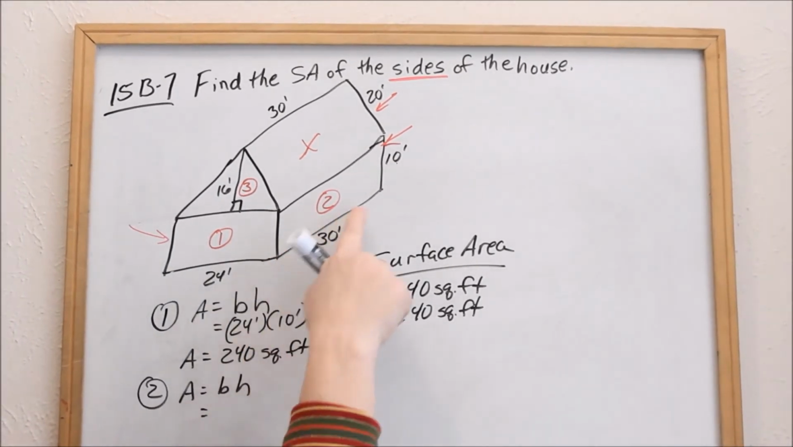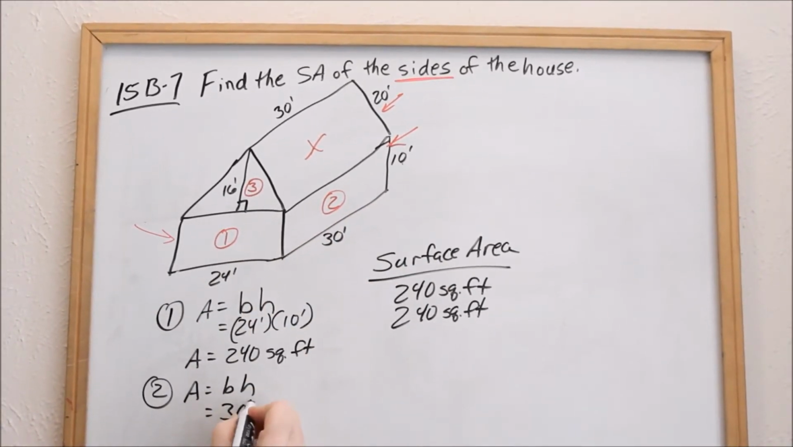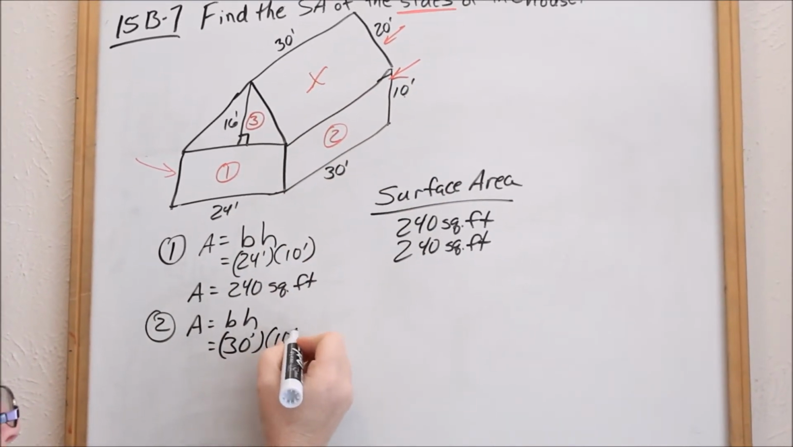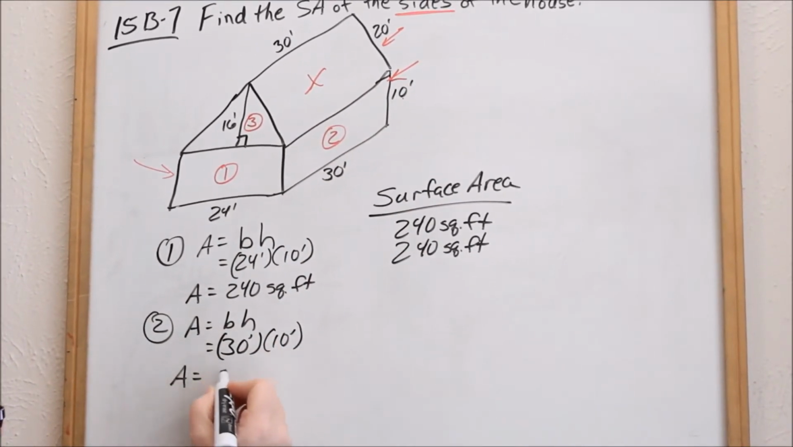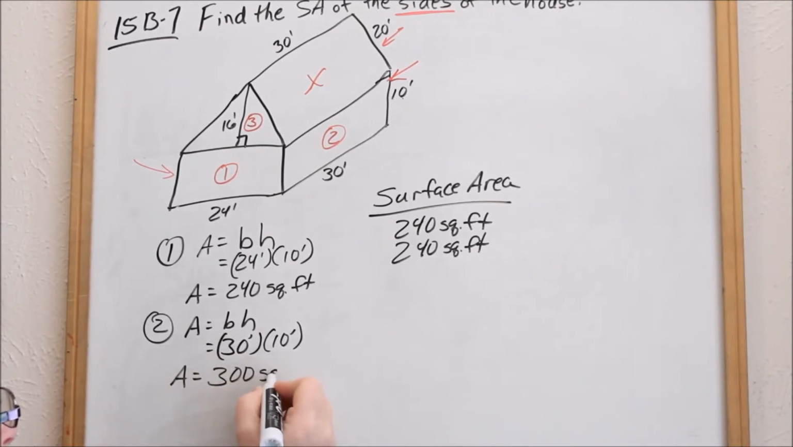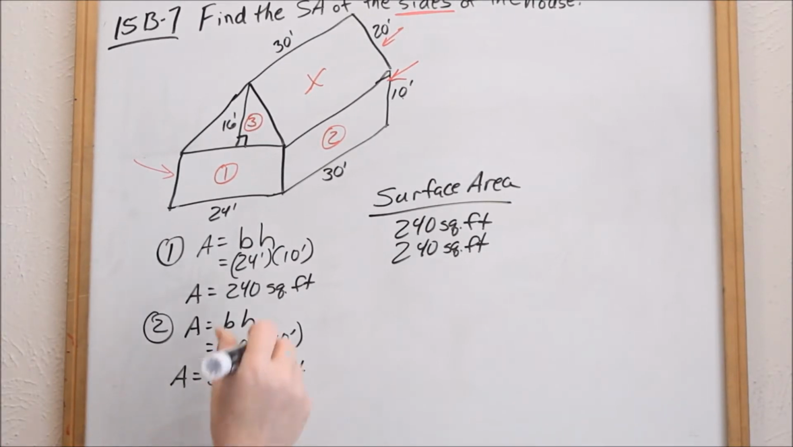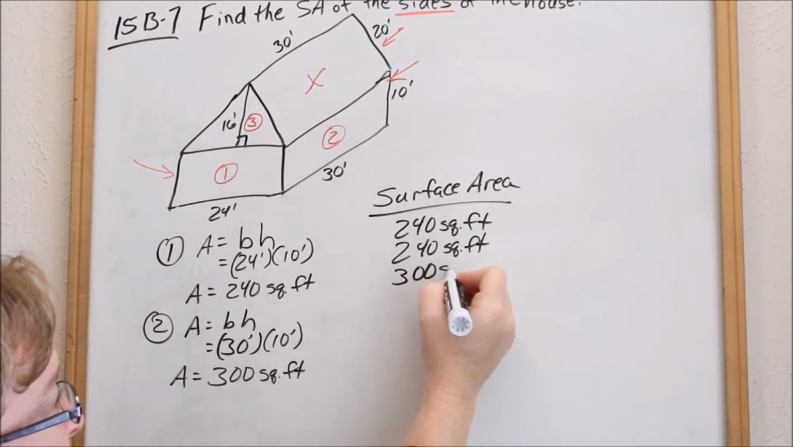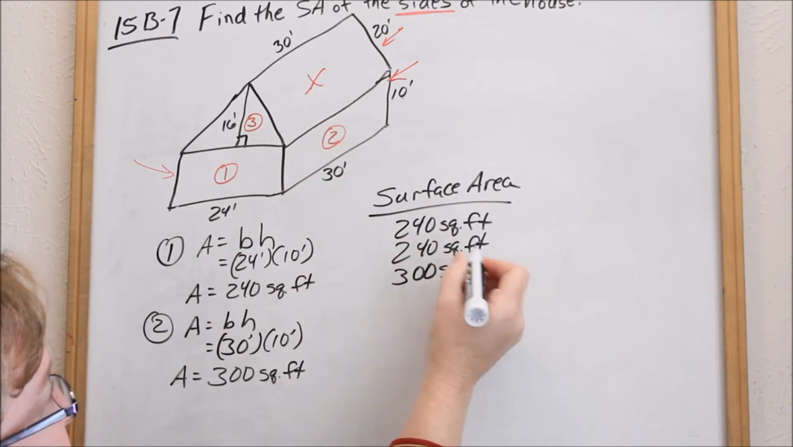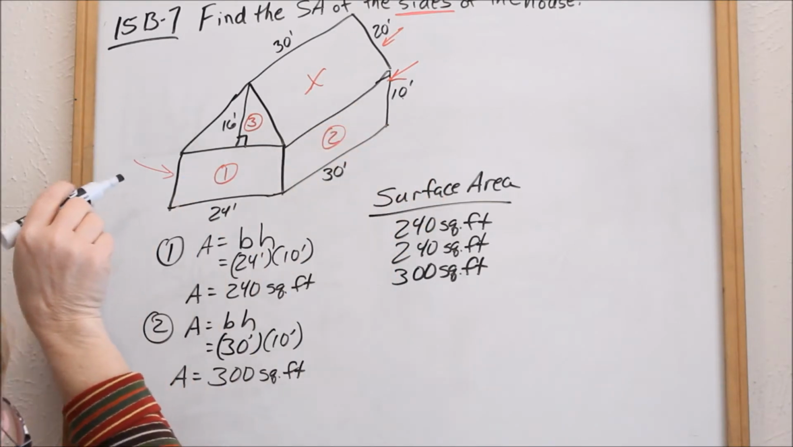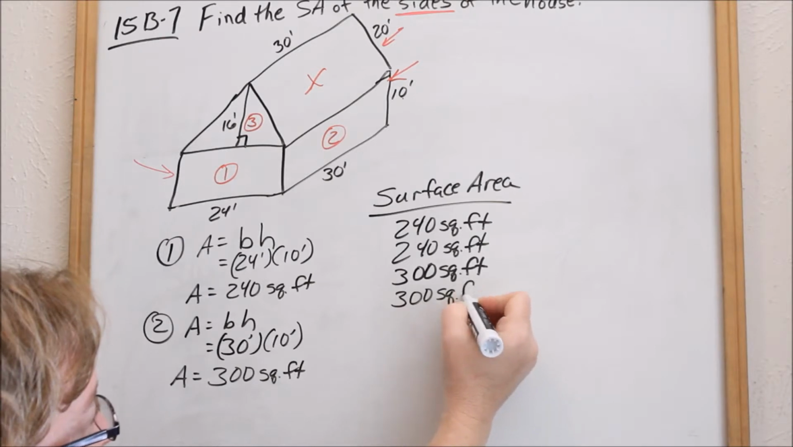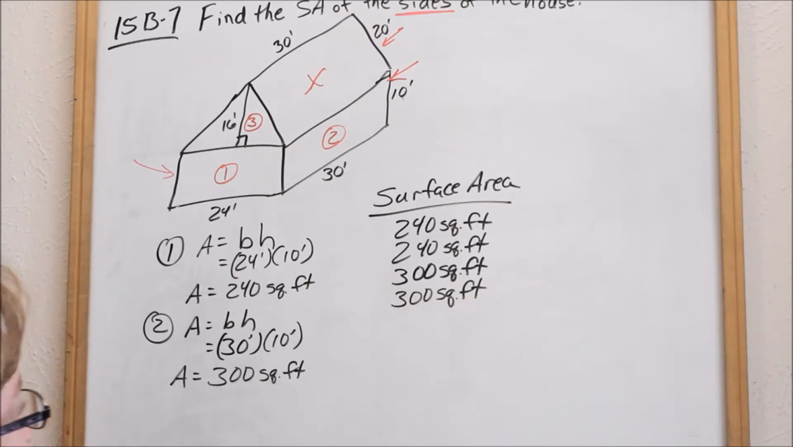So my base is 30 feet. My height, same, 10 feet. So that area, 30 times 10, is 300 square feet. Okay, so that's the area of that rectangle. So add it to my total of square feet. Well, there's another rectangle just like it on this back side over here, 300 square feet. So I'm adding up all of my areas of the sides of the house.